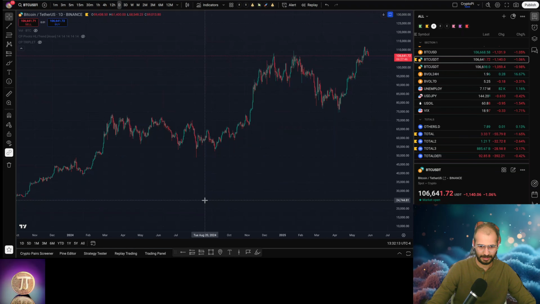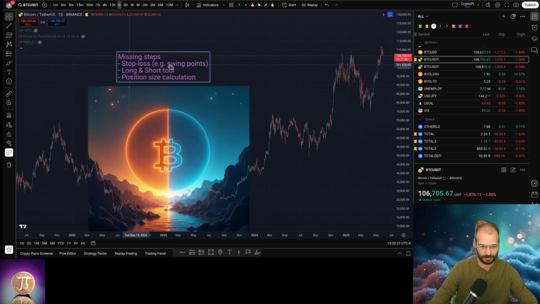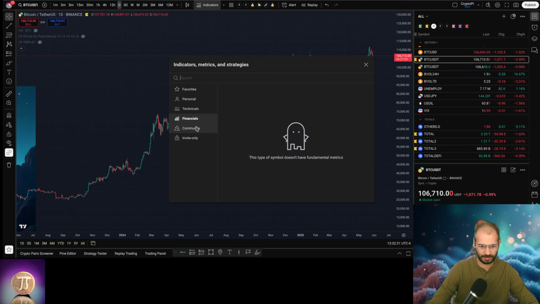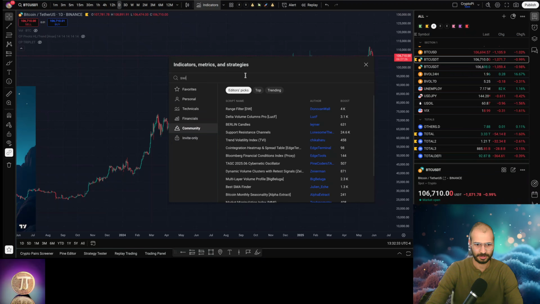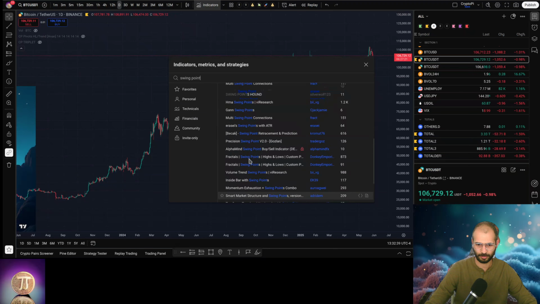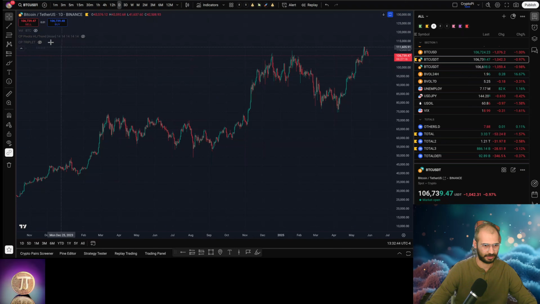Now I want to know, when I take a position, where exactly is my stop loss? One of the ways we can identify stop loss is by identifying swing points. There are plenty of indicators provided by the community, and here you would search for swing point, then you will see lots and lots of swing point indicators. Now, I have already selected one of them. I have adopted it from the community. Let's see which one that is.